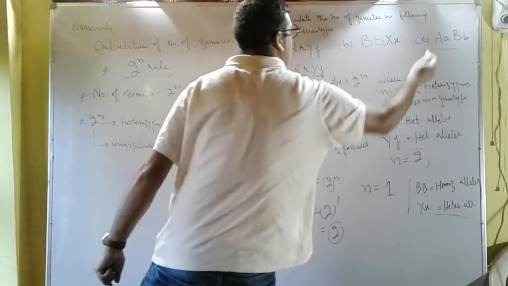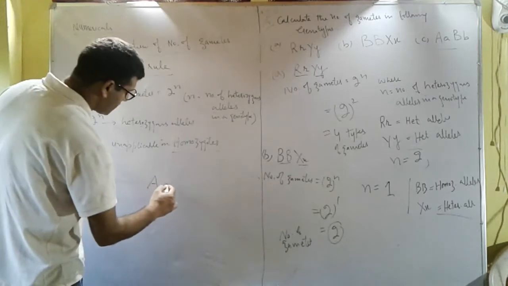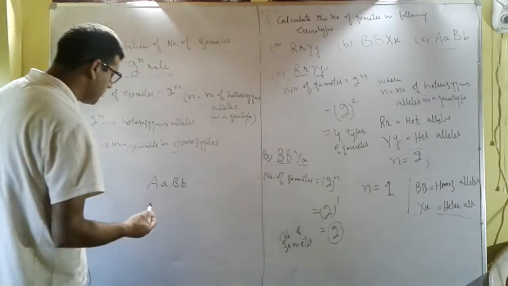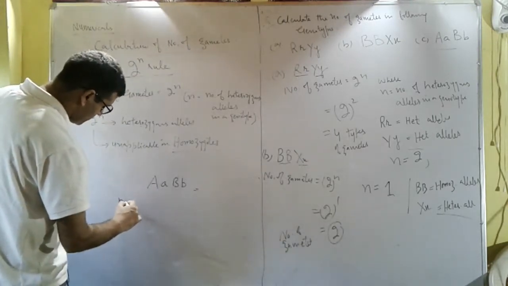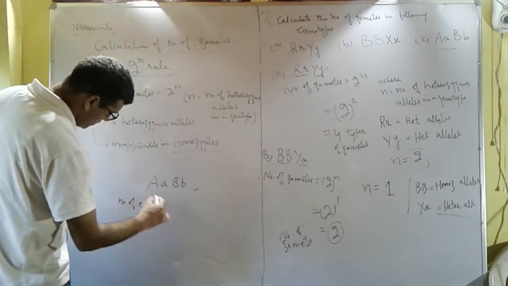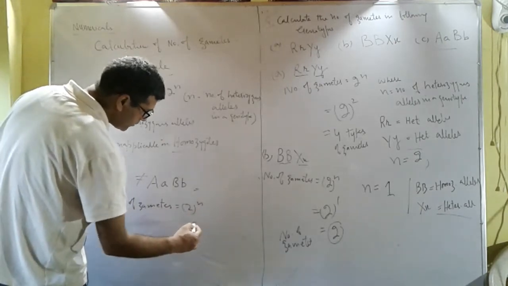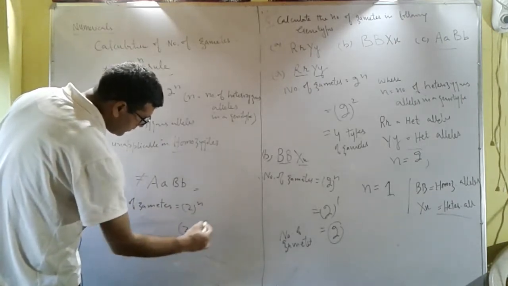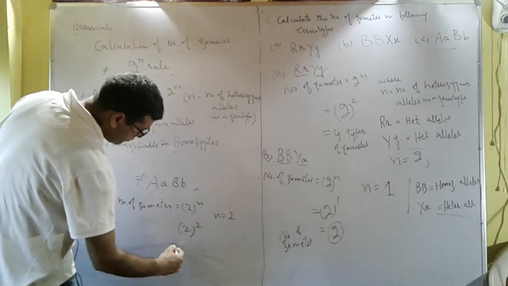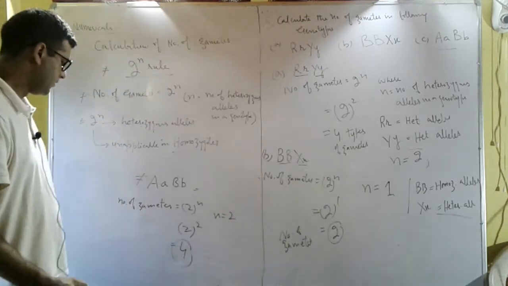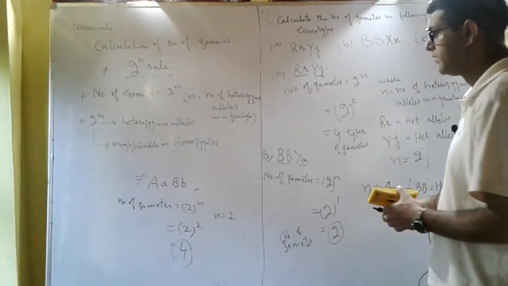This one, capital A, small a, capital B, small b. So how many heterozygous alleles are here? Number of gametes is 2 raised to the power n. How many heterozygous alleles are here? n is equal to 2, 2 heterozygous alleles. So 2 to the power 2 is 4. 4 different types of gametes are formed here.